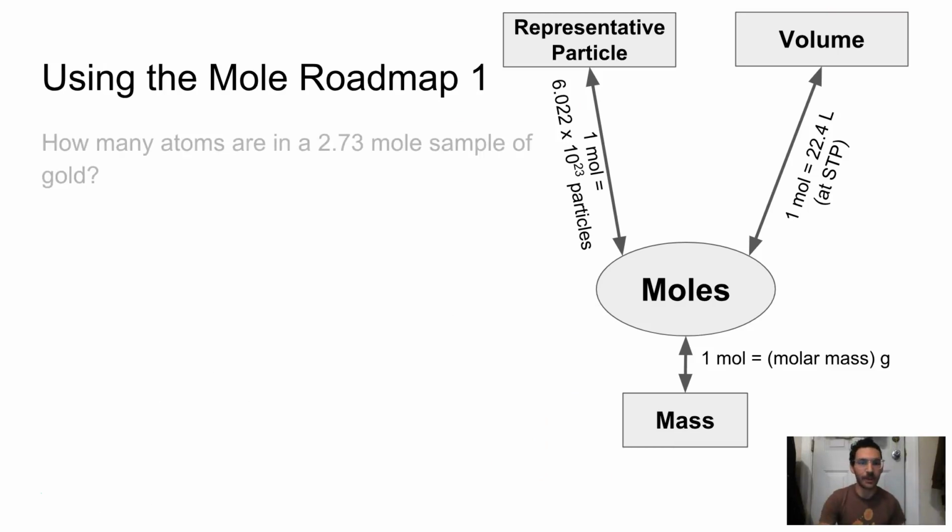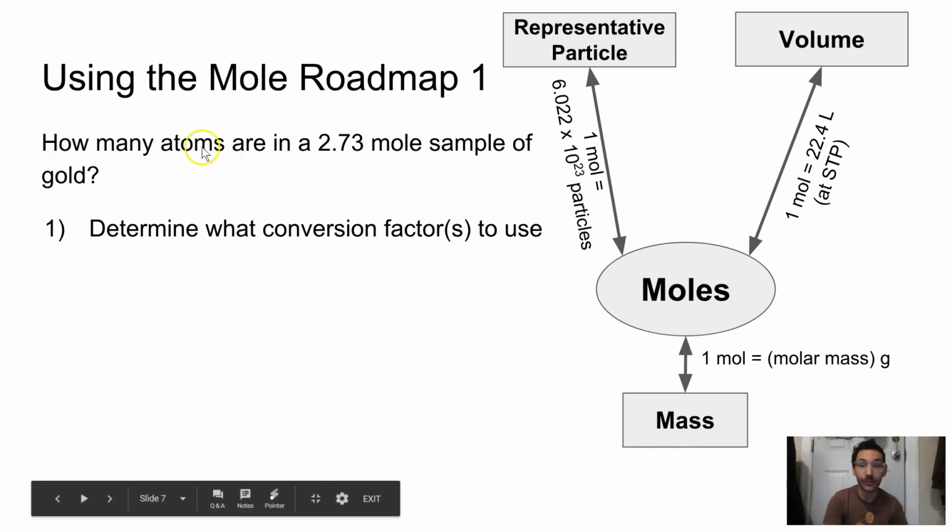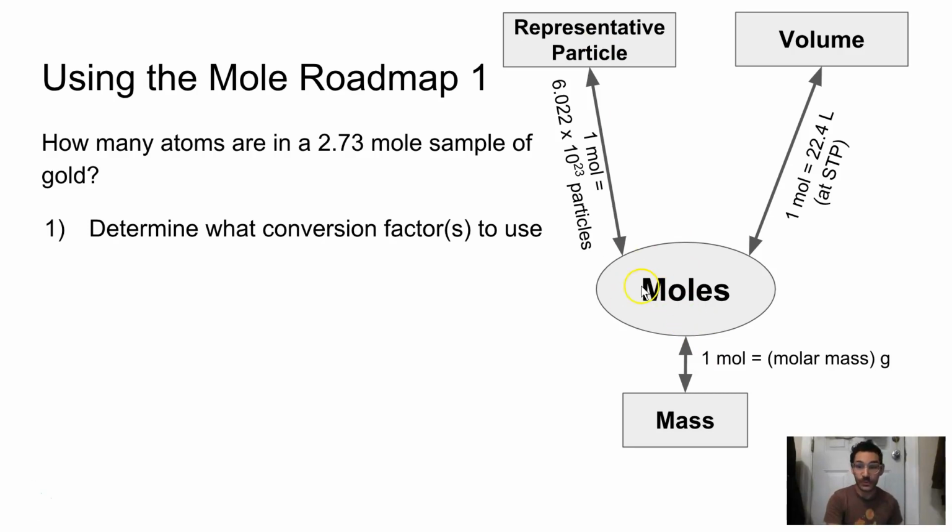So first practice problem. How many atoms are in a 2.73 mole sample of gold? Well, what we're going to want to do is determine what conversion factor to use. Here, we are asked how many atoms. So that would be a representative particle. And we're going to be converting from moles, which we know about, to our representative particles. So we will need this as our conversion factor.